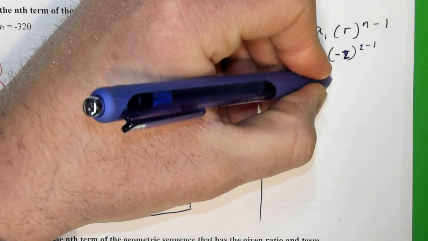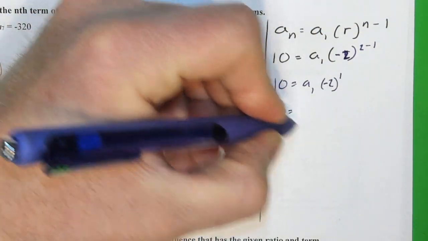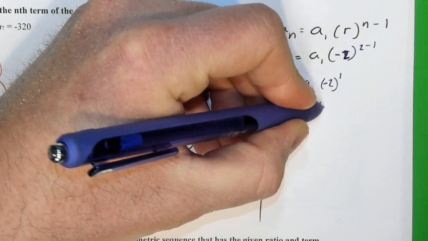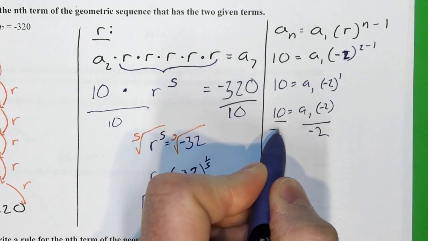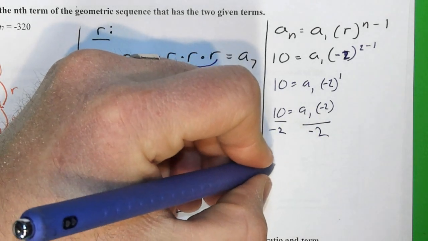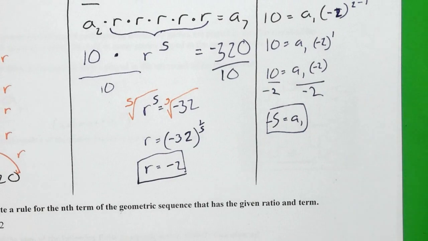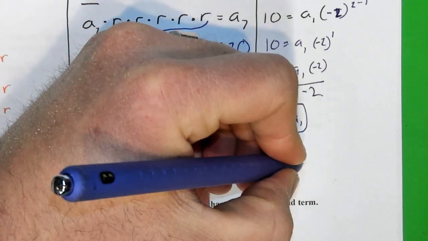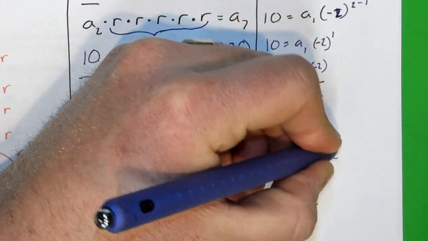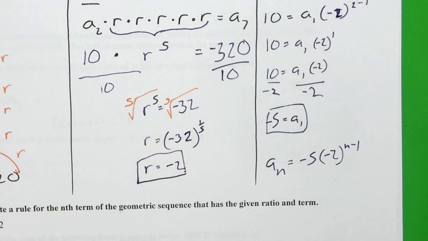That is going to be negative 2 to the power of 1, so 10 is equal to a1 times negative 2. I'm going to divide, and when I divide, I'm going to end up with negative 5 is equal to a1. There you go. Now we have all of the information that we need in order to write out our rule. Our rule is going to use this first term and that ratio value. It's going to be negative 5 times negative 2 to the power of n minus 1. So there's our final answer for that one right there.